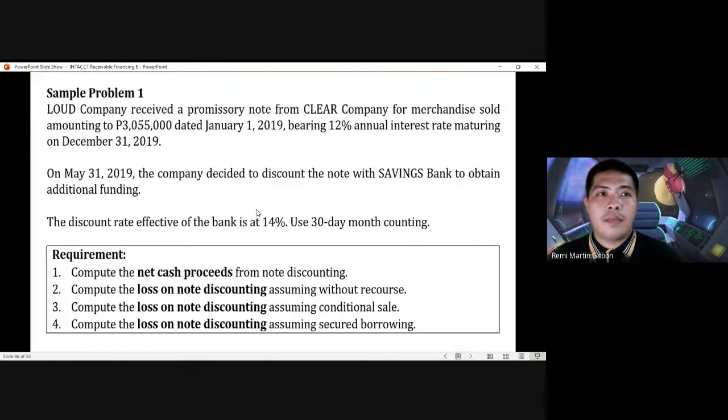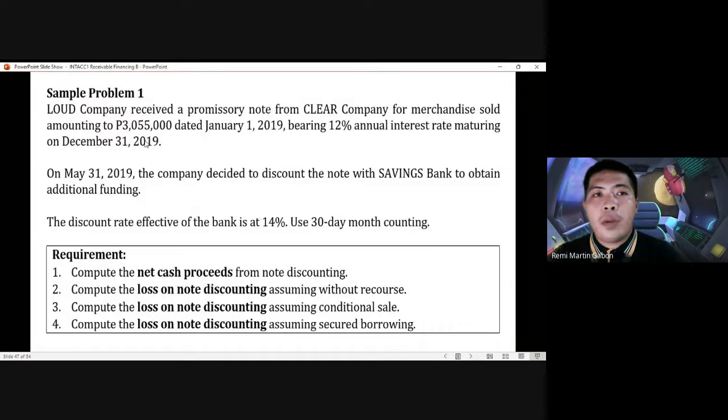Okay? So let us have this problem. Loud Company received a promissory note from Clear Company for merchandise sold amounting to 3,500,000. Therefore, the value of the promissory note received is equivalent to the amount of the merchandise sold. That is 3,055,000. Dated January 1, 2019. The date of the promissory note is January 1, 2019. Bearing 12% annual interest rate maturing on December 31, 2019.